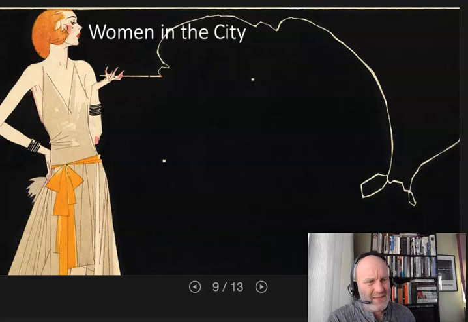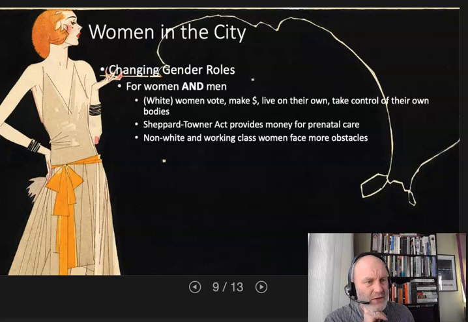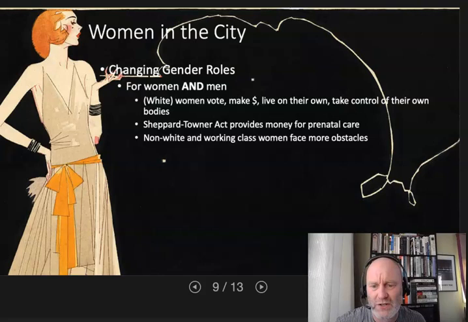Women in the city moving into the 1920s now here. Gender roles are things for men and for women. And in the 1920s in cities, you see a lot of gender roles changing. For women, it's because the traditional gender role is, right, housewife, mother, in the domestic sphere, kind of as a symbol of virtue, purity, etc.